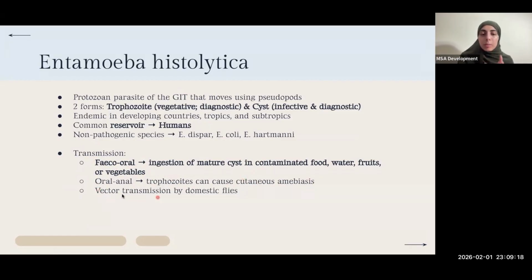In some cases, it can also be transmitted through a vector by domestic flies. Basically, if you have your food exposed and you have flies moving around carrying this protozoan, if this fly sits on your food, it can contaminate this food. Okay, but mainly it's fecal-oral.